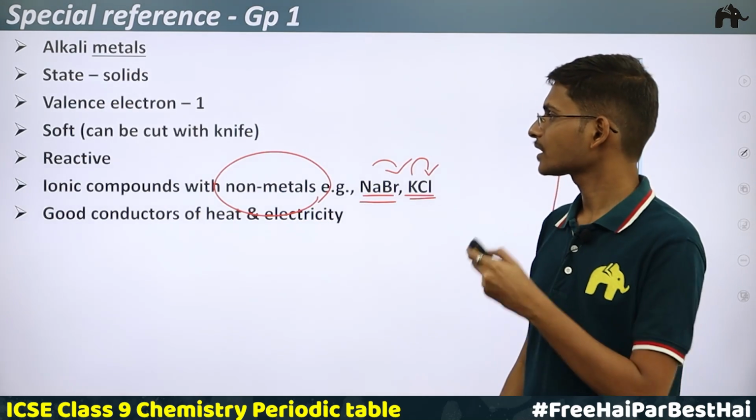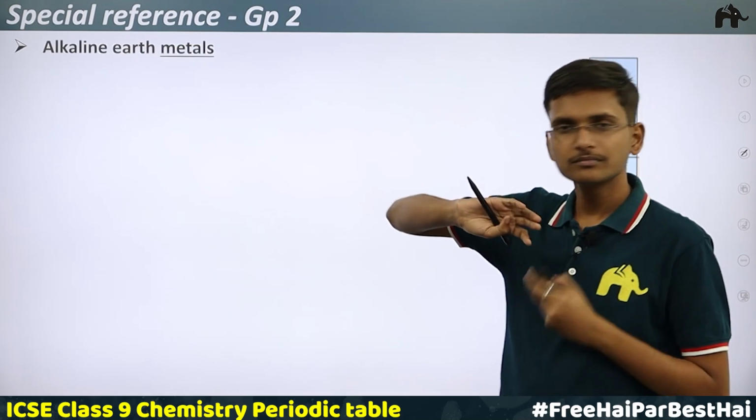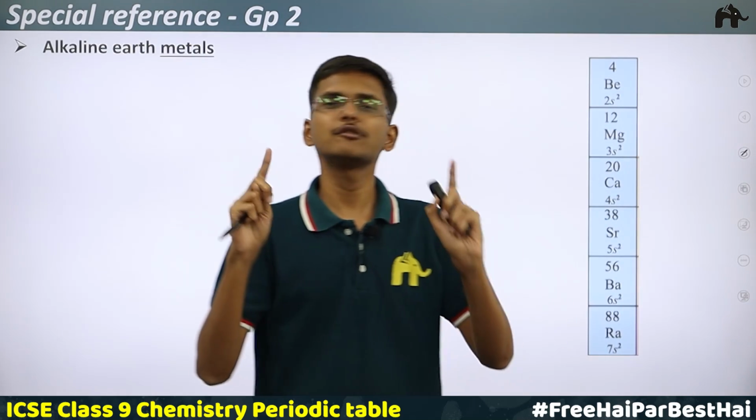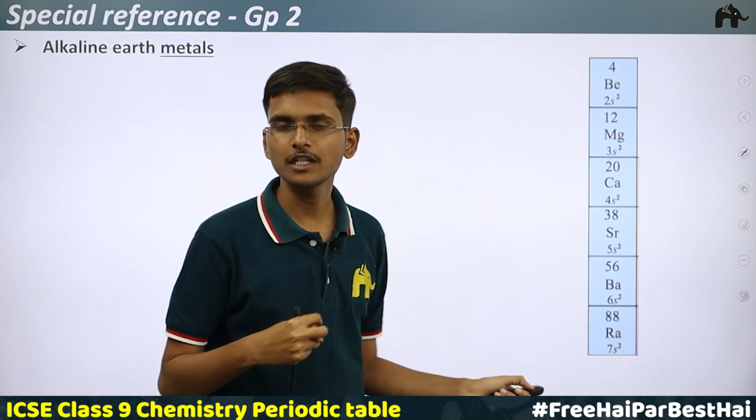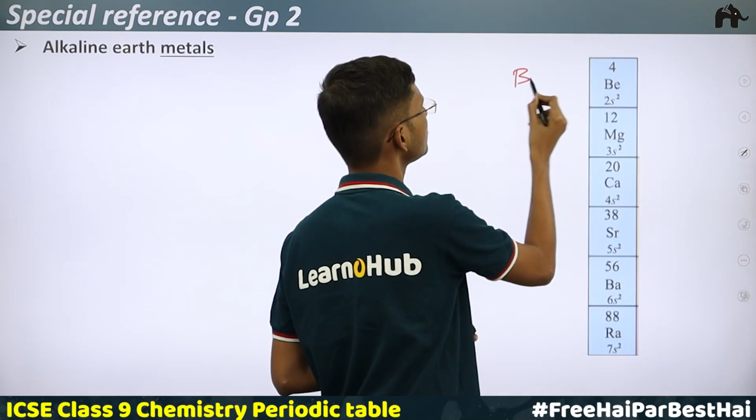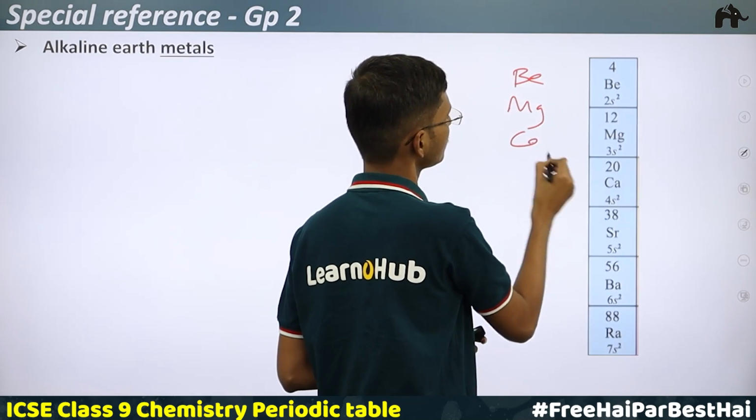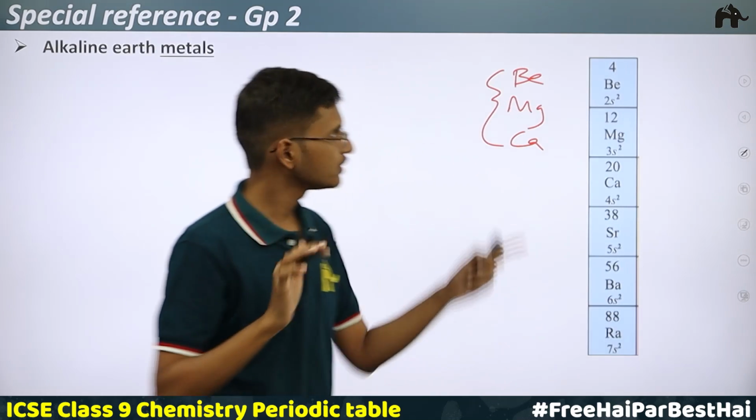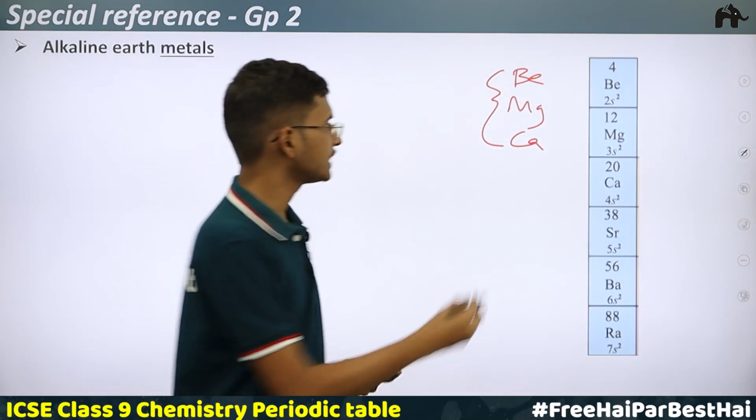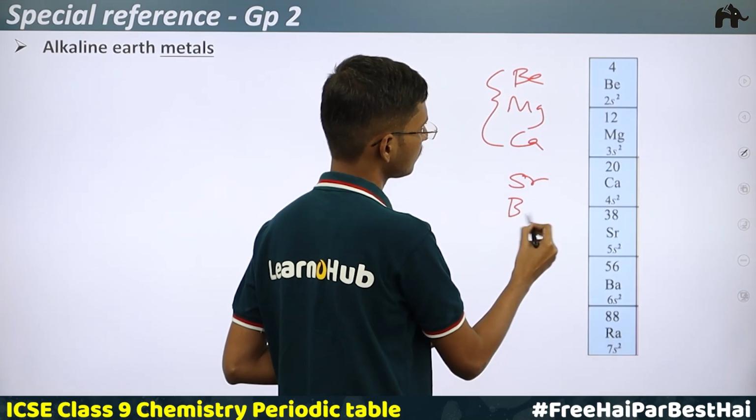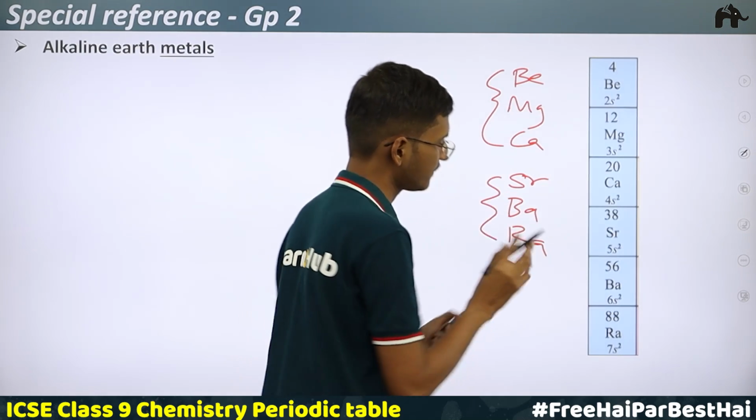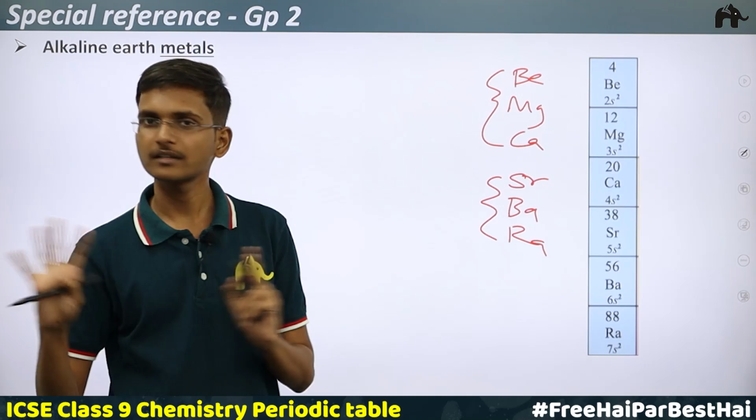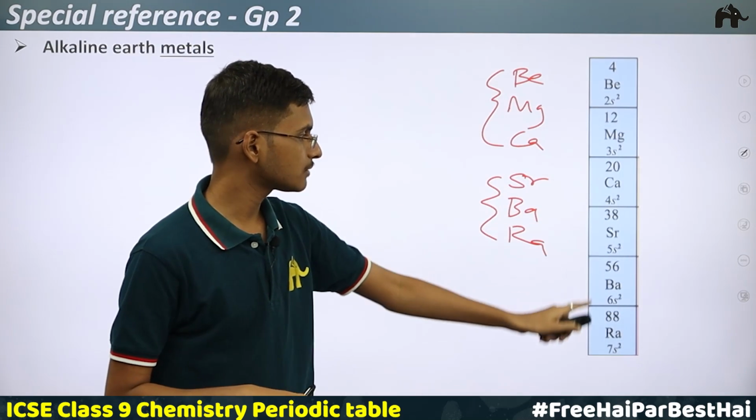Clear? Now moving ahead to the group 2 elements. Again we would start with the same thing, remembering the names of the elements. I would give you the mnemonic Be Makka. You just remember 3 elements in this way: Be Makka, and then Sar Ba Ra. Fine, Be Makka, Sar Ba Ra. That's it.